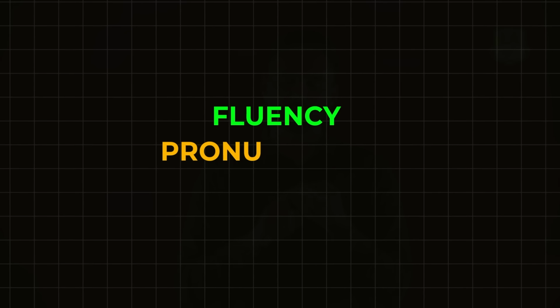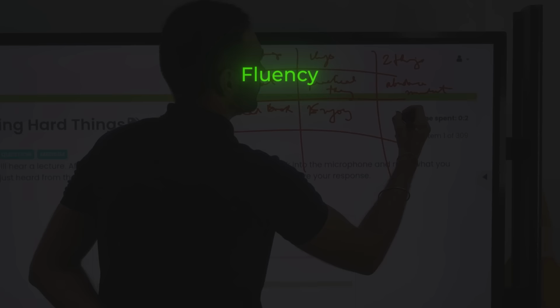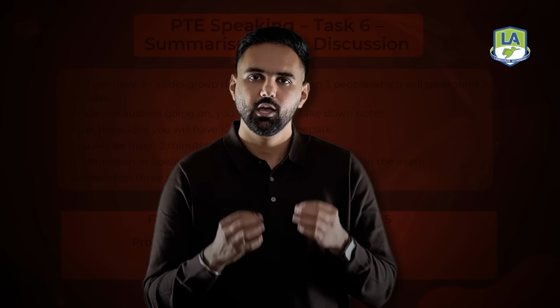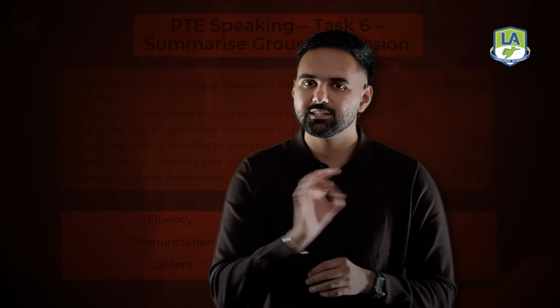All right, how is this marked? This is marked like any of the speaking question types. This is also marked on 3 parameters: fluency, pronunciation, and content. Fluency, you get 5 points. Pronunciation, you get 5 points. And content, you get 6 points.